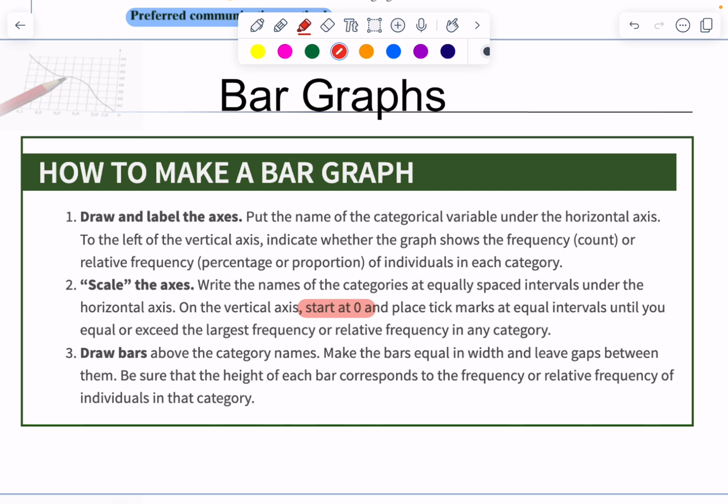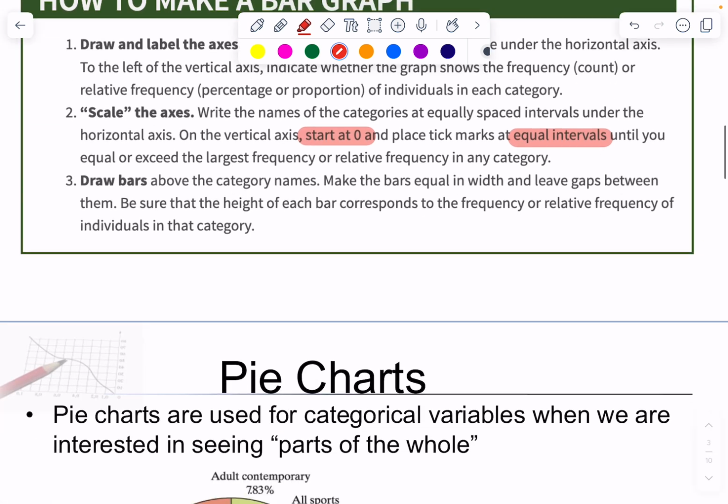So that's a really important aspect of these bar graphs: the y-axis must start at 0. And then the other piece of that, we need to have equal intervals, or even increments, starting at 0 up until our maximum value along the number line. So making sure we have all that evenly spread out in even increments starting at 0. And then we talked about drawing the bars above each category and going from there. So you can get the rest of that copied on your own time here.